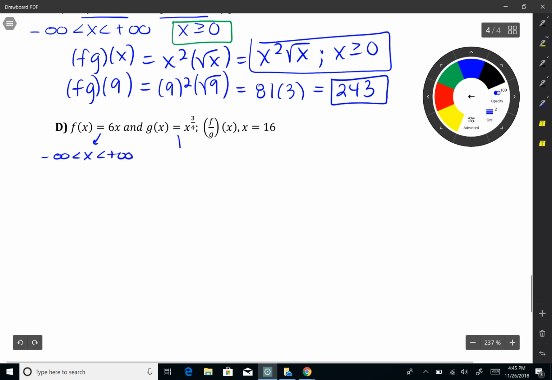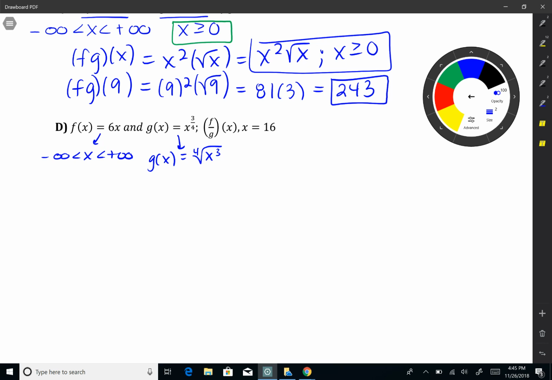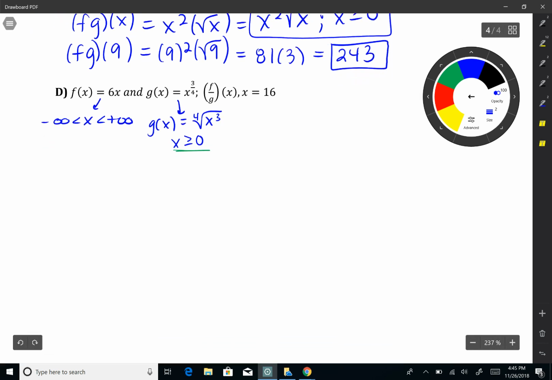But this g of x is x to the 3/4, and we have to remember that that could also be written as the 4th root of x cubed. So the fact that this is the 4th root means I can't have a negative number under that radical, because remember, we can't take even roots of negative numbers. So this domain is x is greater than or equal to 0. So far I've limited my domain to this, since this is more restricted than my all real numbers for my line. But let's see what we end up with when I divide these.